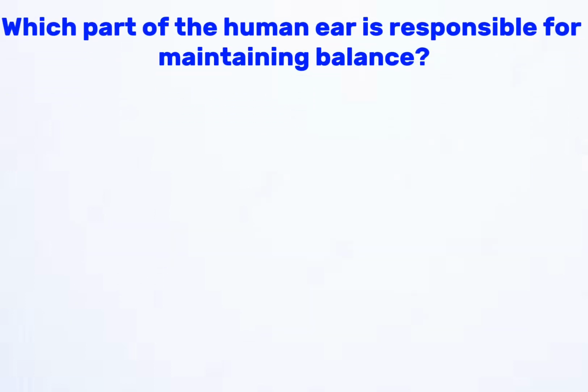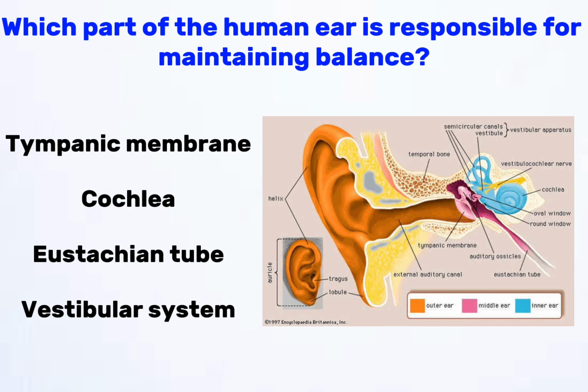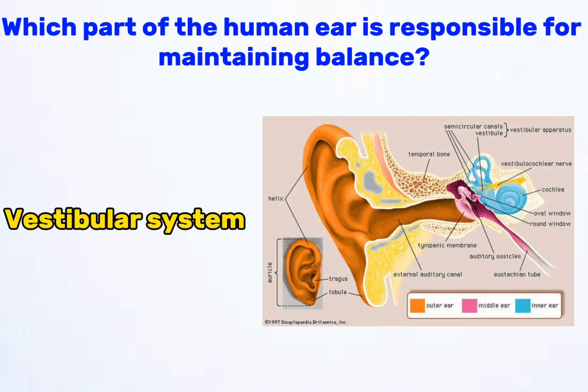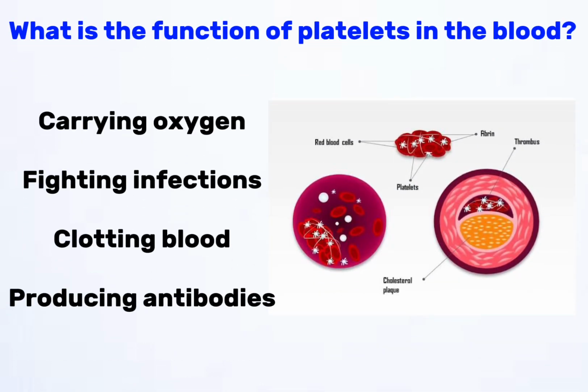Liver. Which part of the human ear is responsible for maintaining balance? Tympanic membrane, cochlea, eustachian tube, vestibular system. Vestibular system. What is the function of platelets in the blood? Carrying oxygen, fighting infections, clotting blood, producing antibodies.